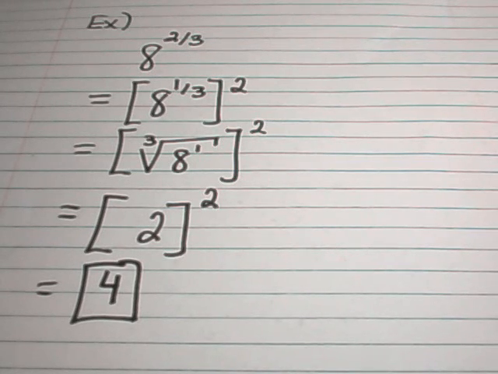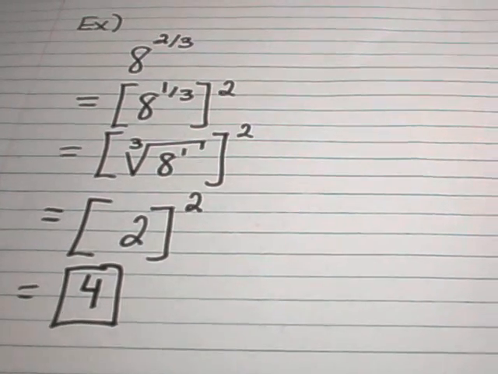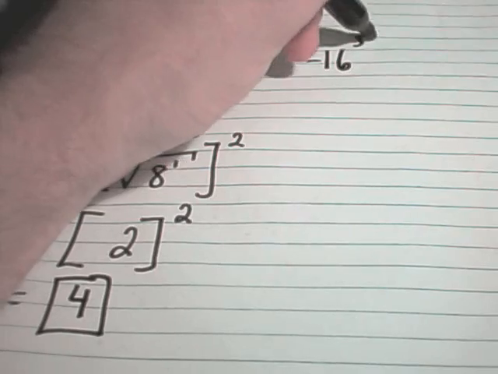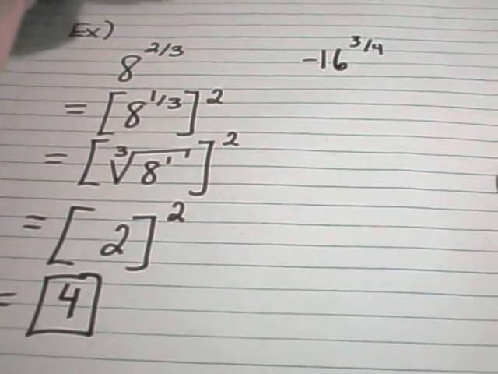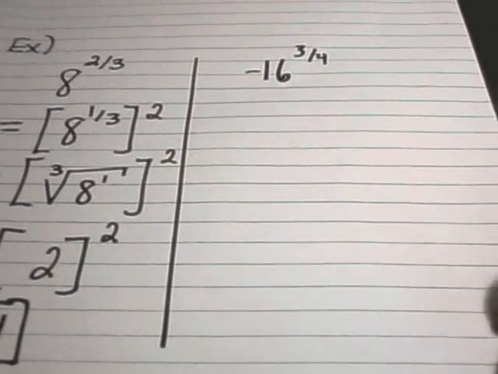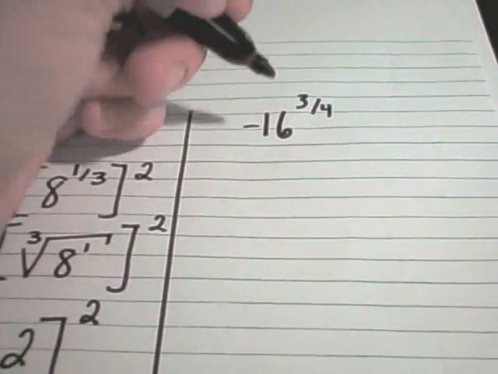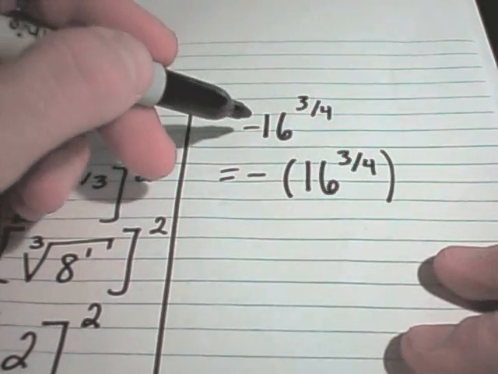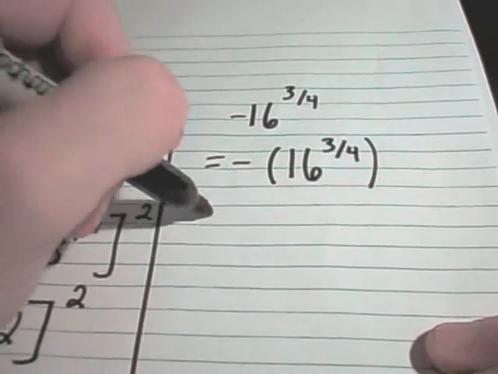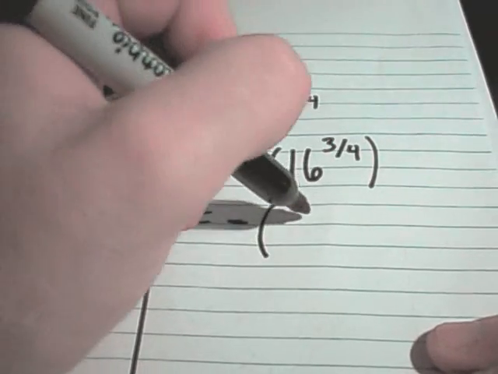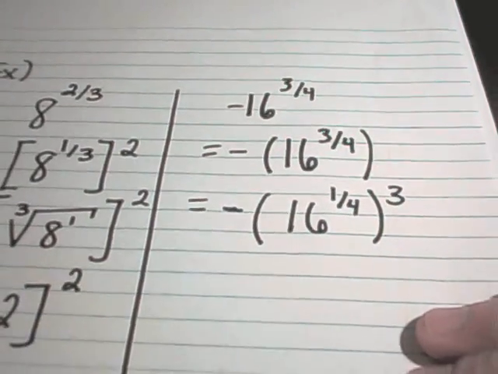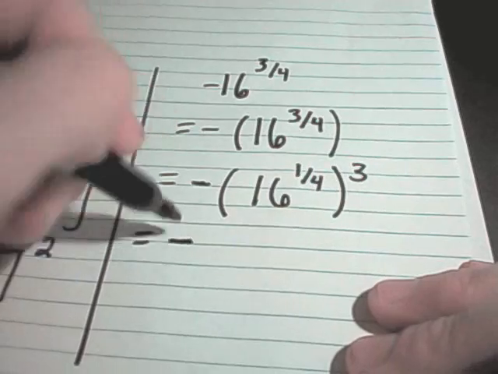So let's do some other ones here. Suppose I have negative 16 raised to the 3/4 power. Okay, so for negative 16 raised to the 3/4 power, one thing you want to be careful about is what this really says is negative. You should think about this as being in parentheses. The 16 is being raised to the 3/4 power. The negative is not. Again, I'm going to do the same thing as before. I'm going to write this as 16 raised to the 1/4 power, all cubed. My negative is still out front.